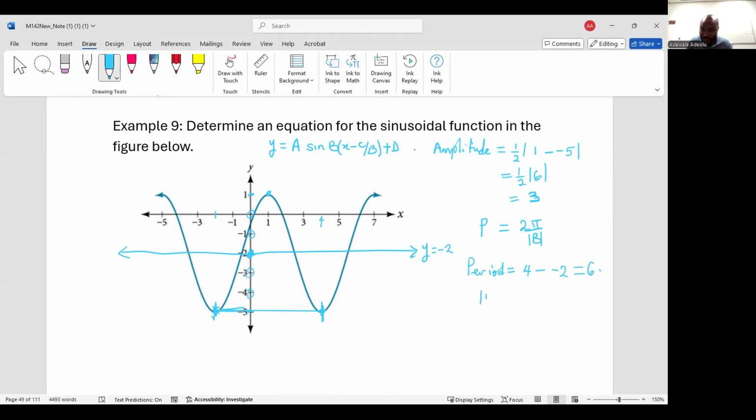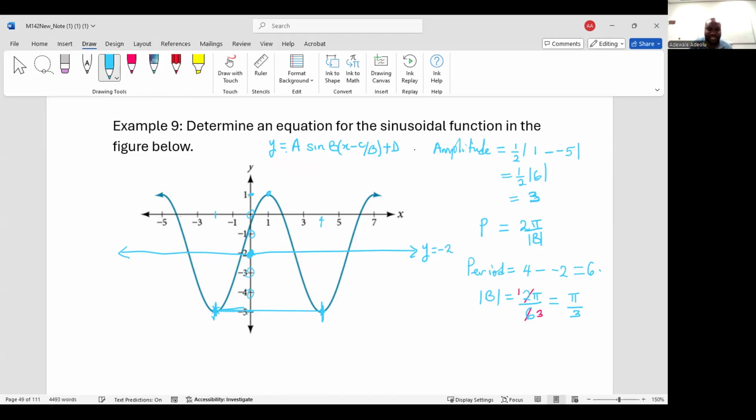Now, B is 2 pi divided by 6. And that is, I can do 2 over 6, which is 1 over 3. So our answer there is pi over 3. We know B. We have A, we have B, we have D. Now we are left with the phase angle.